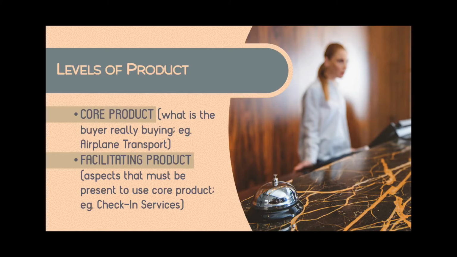So, product could be thought of as one that has levels. And the first level of product is called the core product. In the simplest terms, core product is what the buyer is really buying. For example, it is the airplane transport for transportation, or the hotel room for accommodation. So, yun yung actual na binibili ng tao when a certain person makes a purchase.